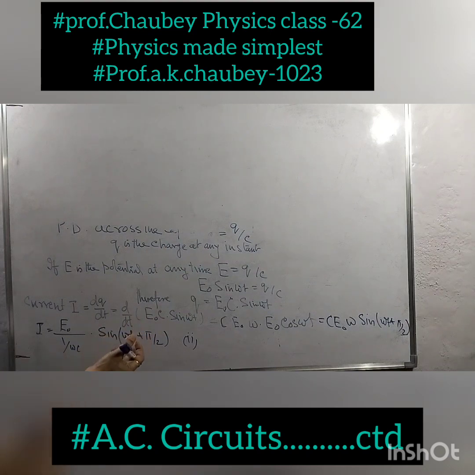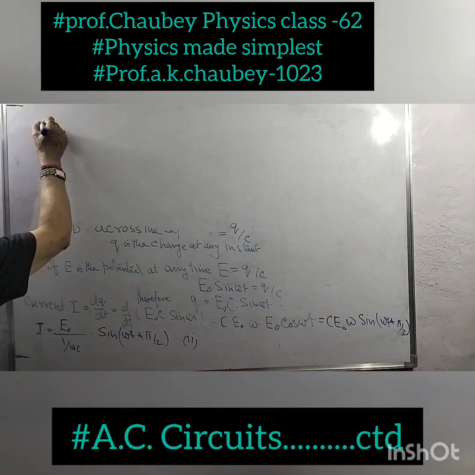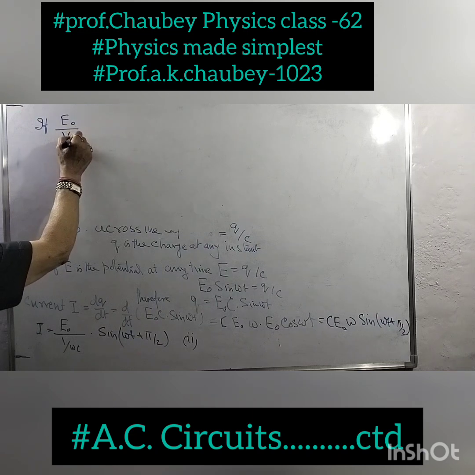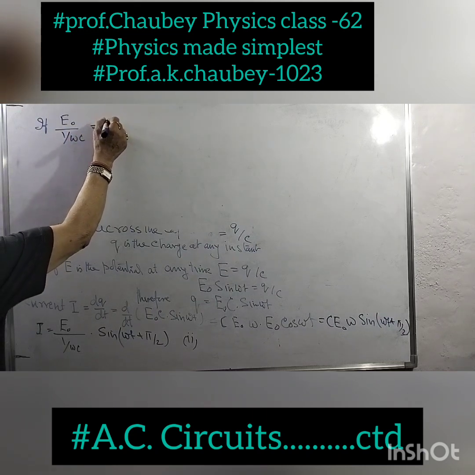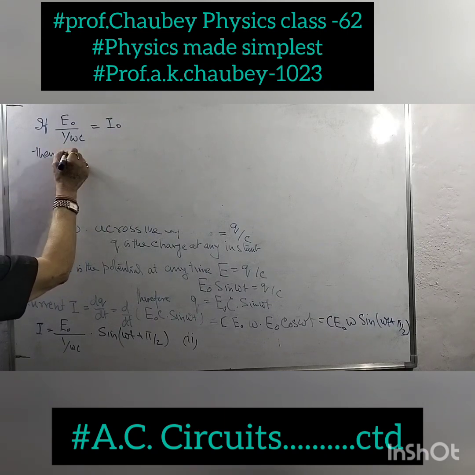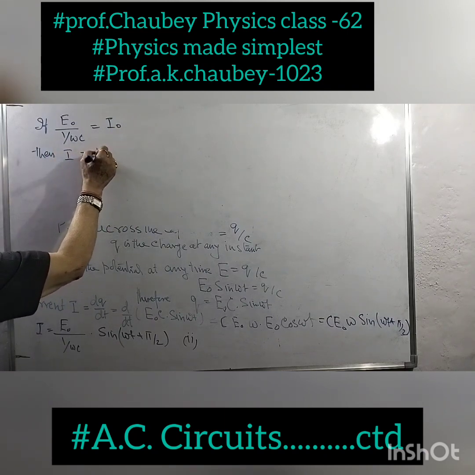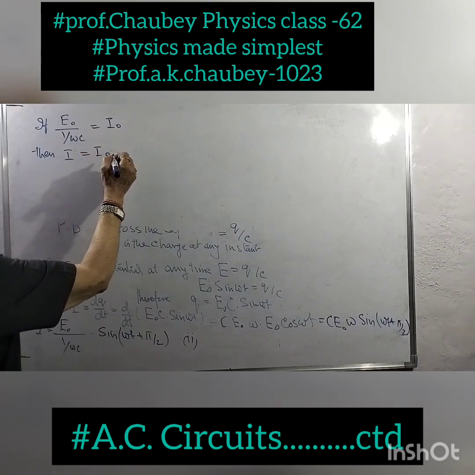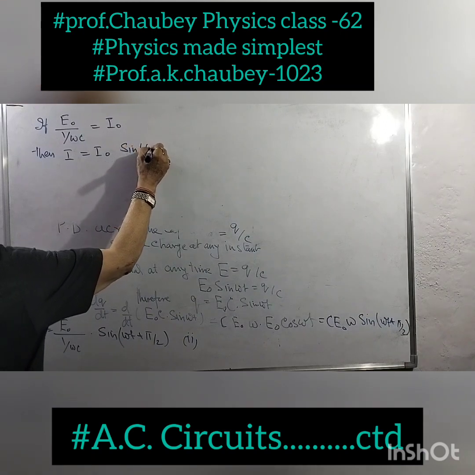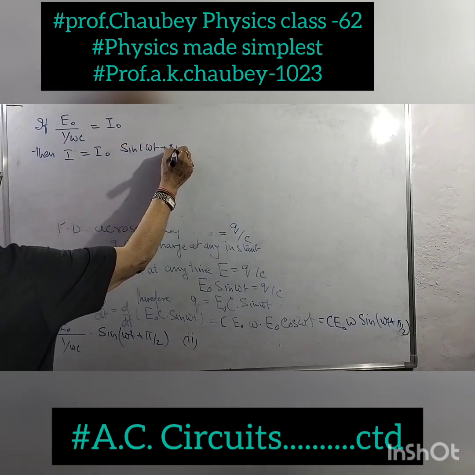So substituting the value, if I write E naught over 1 over omega C as I naught, then I is equal to I naught sin of omega t plus pi by 2.